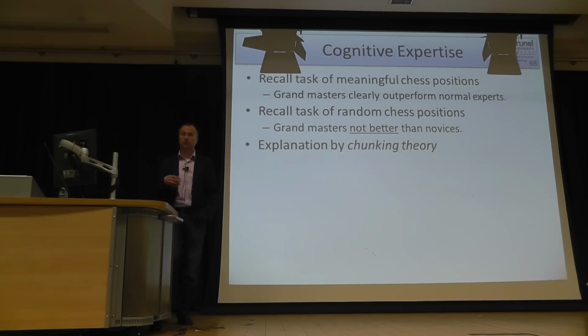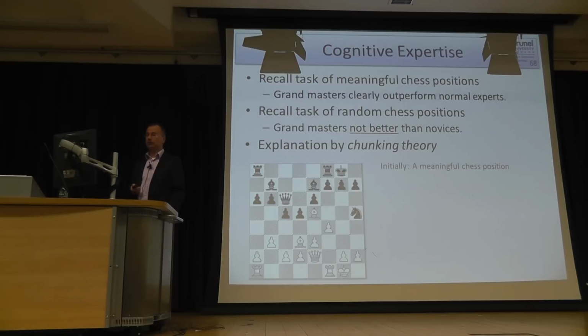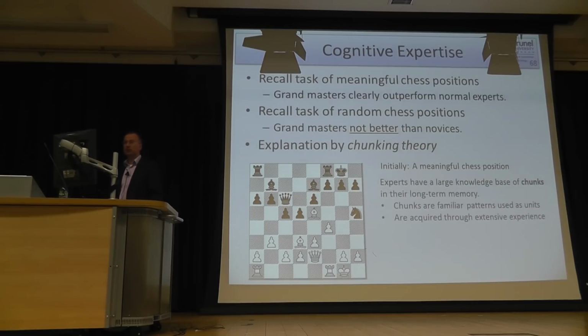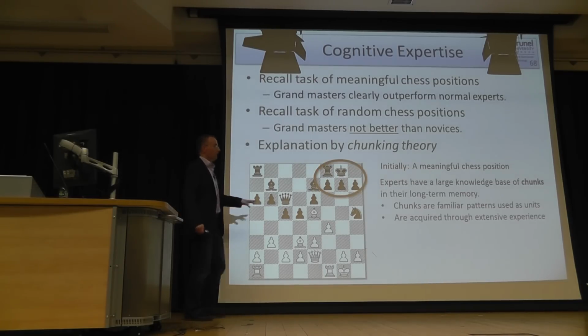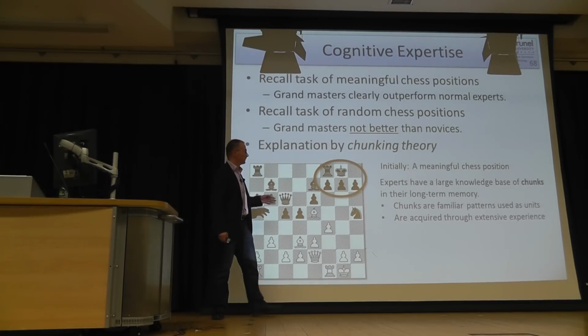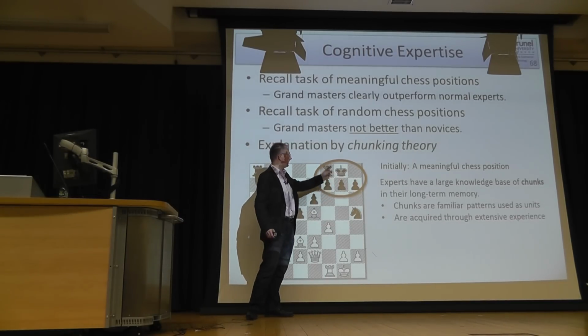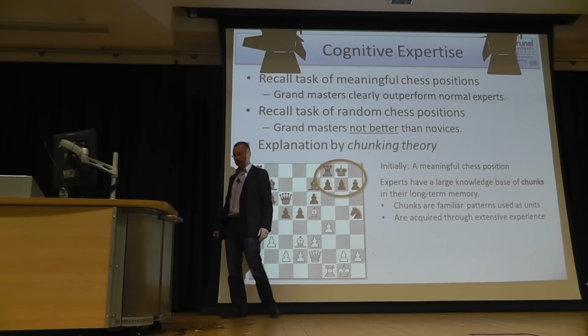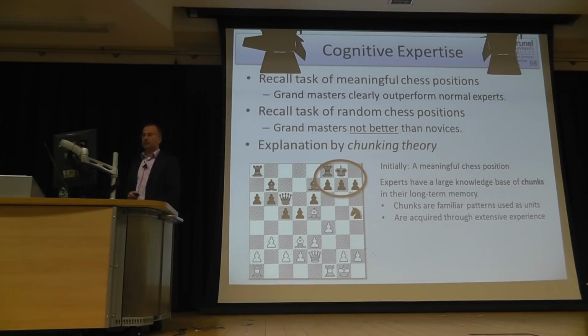The explanation comes from chunking theory by Miller, which we have seen. So what we have here is a meaningful chess position, and these experts have a very good knowledge base of these chunks in their long-term memory, like familiar patterns. With this extensive experience with games, they will immediately recognize things. So this is one very familiar thing which even novices learn very quickly, where you protect your king by this particular move you can do here, for instance.